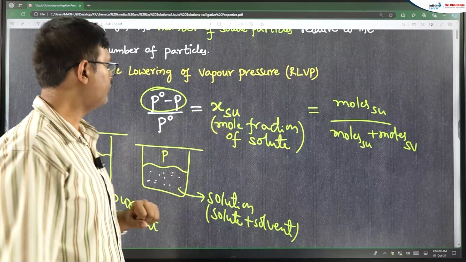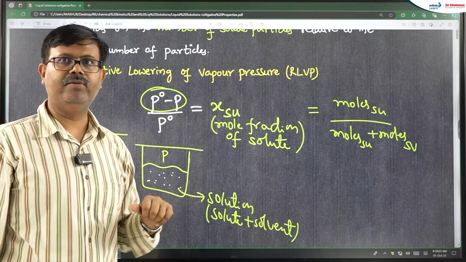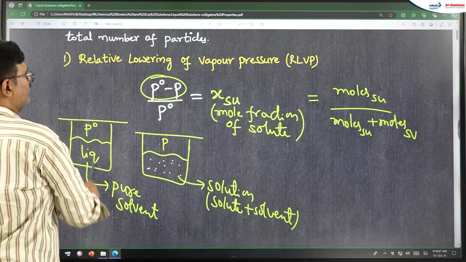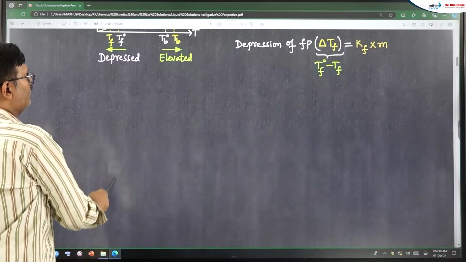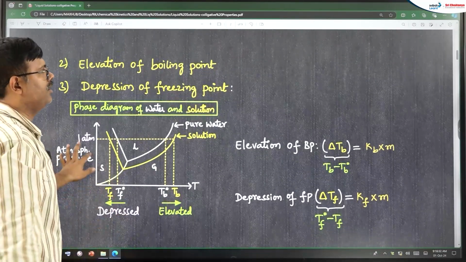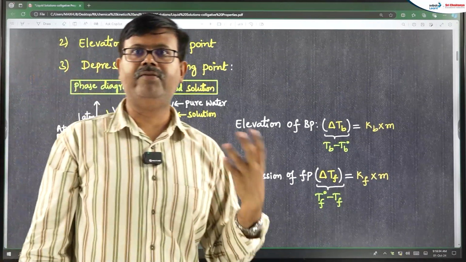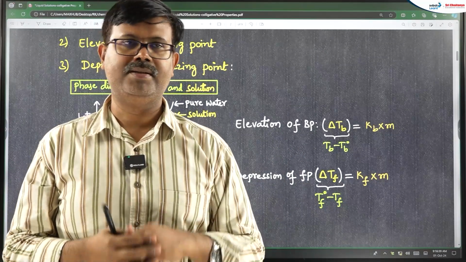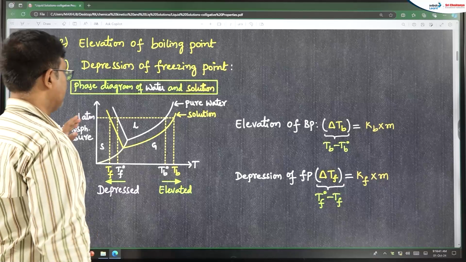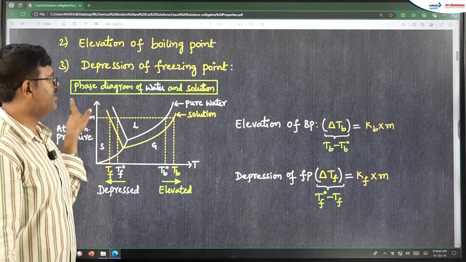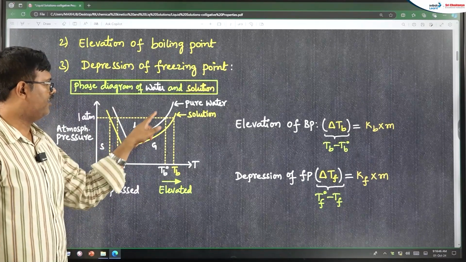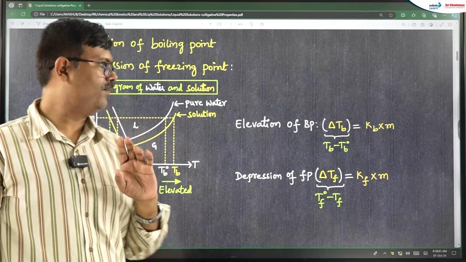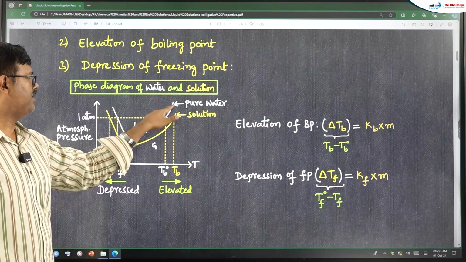Let's go to the other colligative properties, elevation of boiling point and depression of freezing point. I will discuss both together. These are two other important colligative properties. I will explain with a phase diagram. This is a phase diagram. These white curves are the phase diagram of pure water. The pure water phase diagram is this.